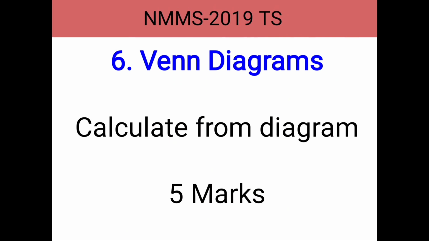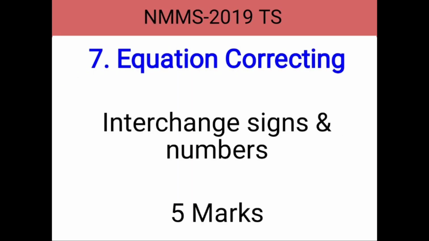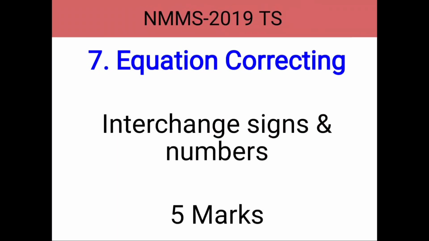Look at this example: a triangle, a circle, and a rectangle is given. The question is how many persons take wine. The rectangular shape represents the wine, so we have to add all the numbers in the rectangle. Thus the answer is 122. Equation correcting. Interchanging signs and numbers carries you 5 marks.